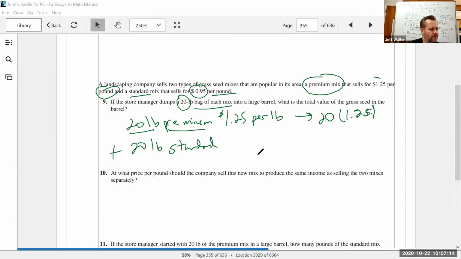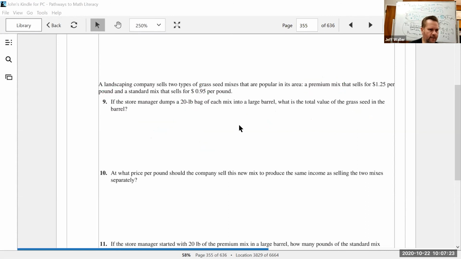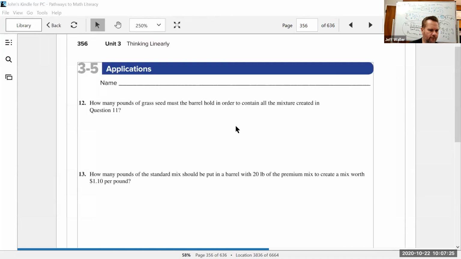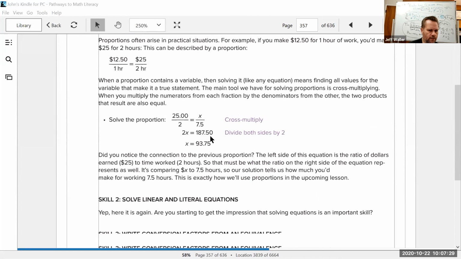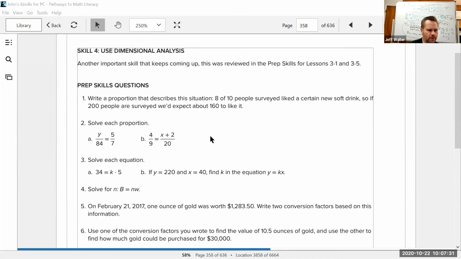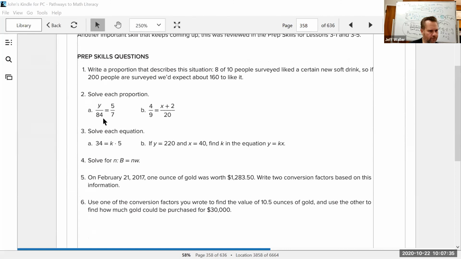Number 10, same idea. I'm going to let you work on that one by yourselves. Let me clear all this away. You've got to get into 3.5 and try that stuff out so that you can come back to me with some questions. Just to look ahead, 3.6 is going to be interesting.